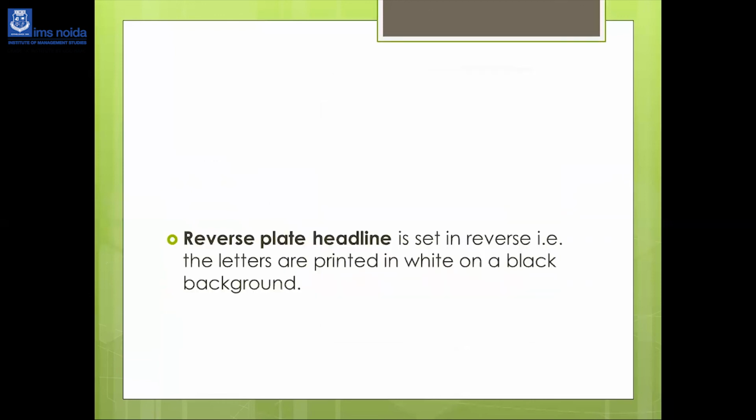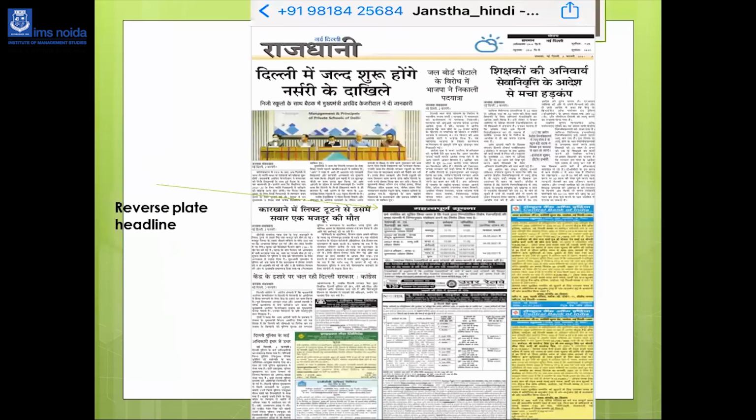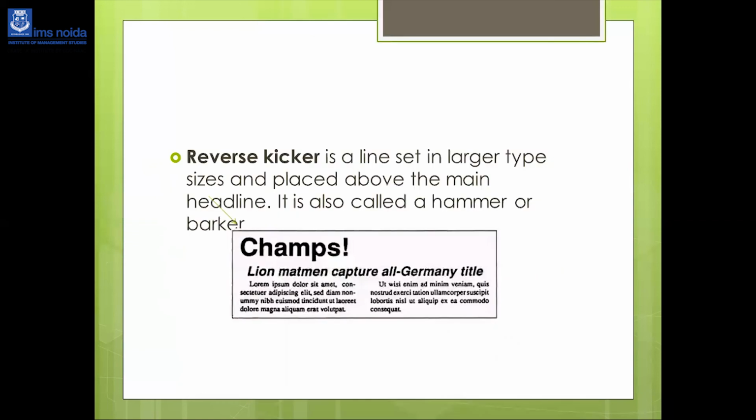Next is the reverse plate headline. It is set in reverse, that is, the letters are printed in white on a black background. Here is one example of reverse plate headline. Next is the reverse kicker. A reverse kicker is a line set in a larger type size and placed above the main headline. It is called a hammer or barker.